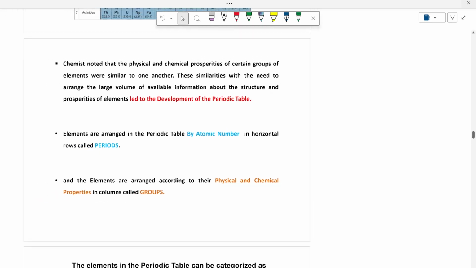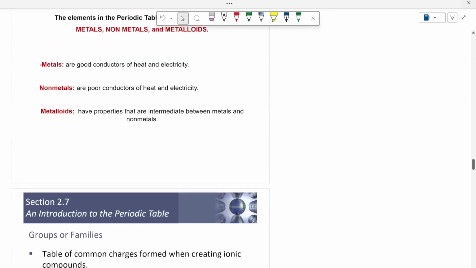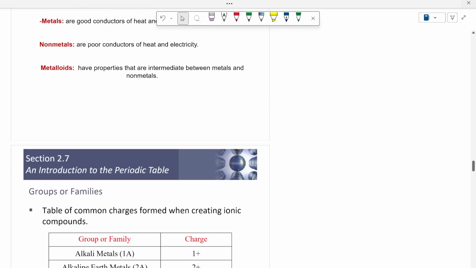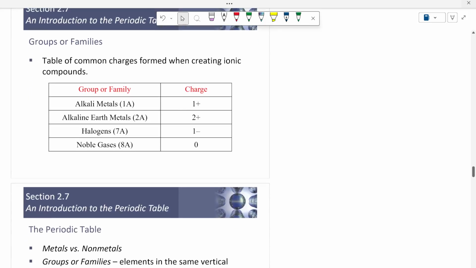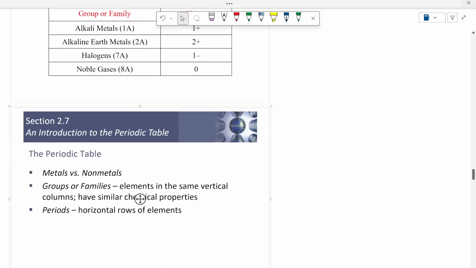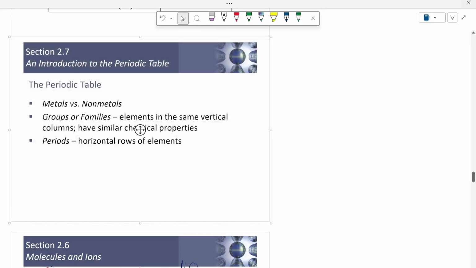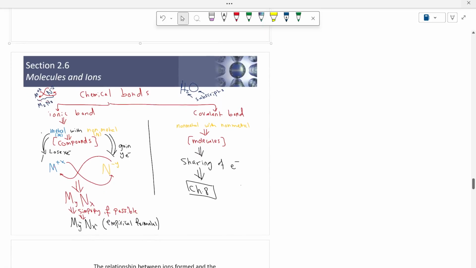Here are the details that I already explained. You can find them written here. Okay. Metals are good conductors of heat and electricity. Non-metals are poor conductors. Metalloids have intermediate or moderate characters. Alkali metals are those in group 1A, alkaline earth metals in group 2A, halogens in group 7A, and noble gases in group 8A.